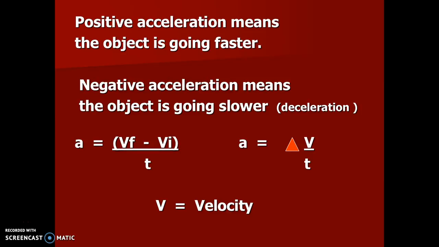Formula: A, acceleration, equals VF, which is final velocity, minus VI, which is beginning velocity, all of that divided by T. You might also see it like it shows on the right. That little triangle means delta, and that actually means change in velocity. Exact same thing, taking final velocity minus initial velocity. You see parentheses around the subtraction. That means you need to do that first. Press equals, and then divide by time.